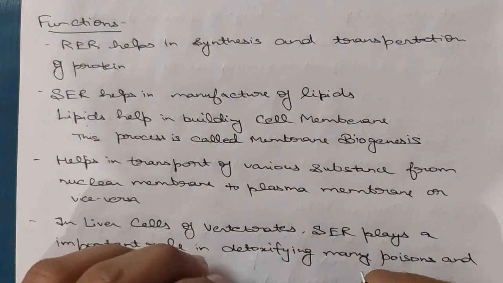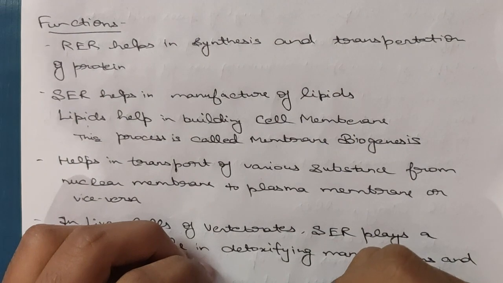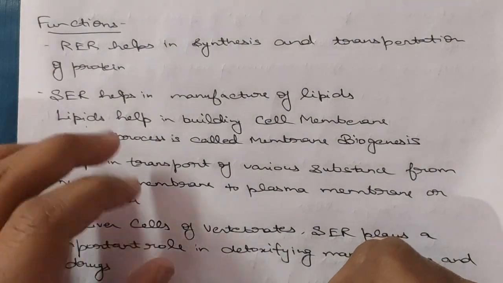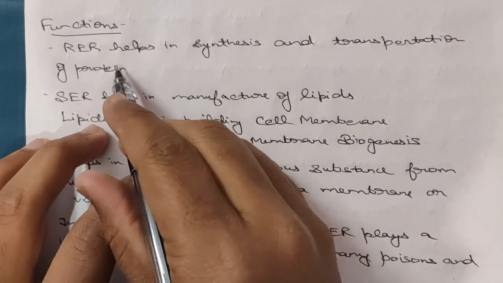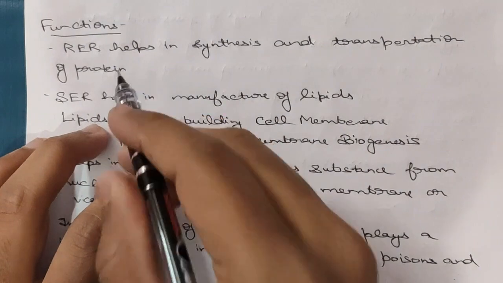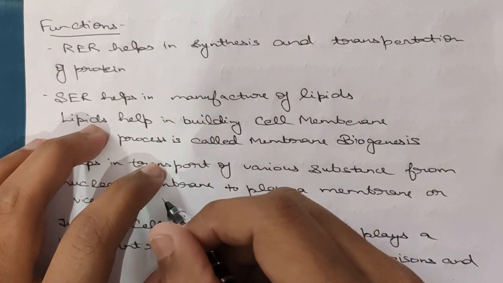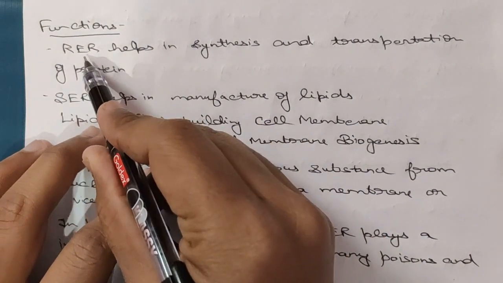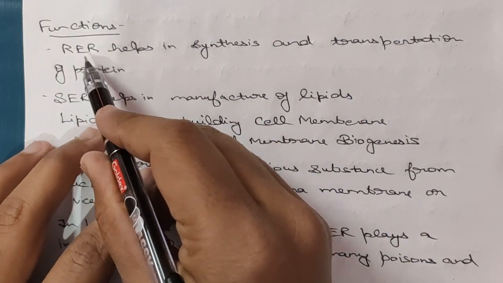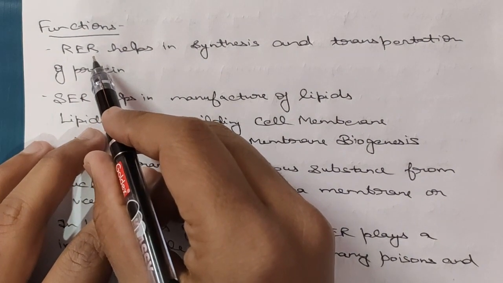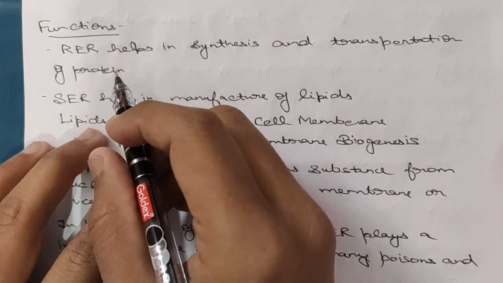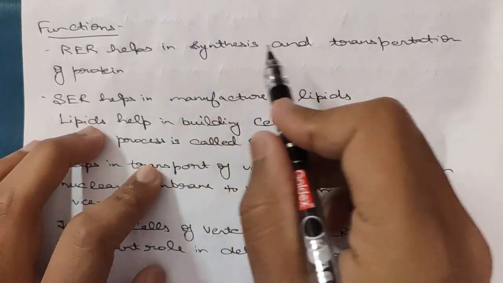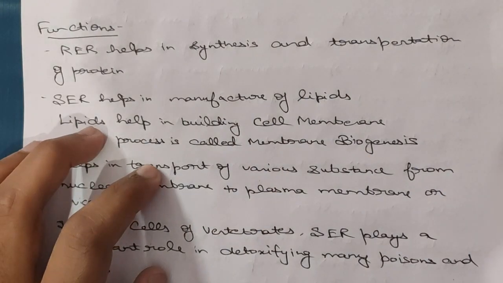So now let's discuss the functions of endoplasmic reticulum. It is one of the most important parts of the cell. Now, RER, rough endoplasmic reticulum, helps in synthesis and transportation of protein. How does it synthesize? Actually, the main function of synthesis of protein belongs to ribosomes. And as I told you, RER is when the ribosomes are attached on the membrane of the endoplasmic reticulum. So when there are ribosomes, they will be involved in protein synthesis. So that's why the RER helps in synthesis and transportation of protein.